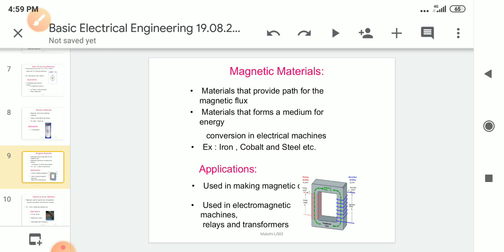By using this magnetic material only, we manufacture so many machines, motors, generators, like that. Without electromechanical energy conversion, there is no rotating electrical machine or transformer. This is very important in our electromechanical conversions. Without this magnetic material, there is no scope for any type of machine, motor, generator or transformer. So what are the examples for this? Iron, cobalt, steel, nickel, like that.